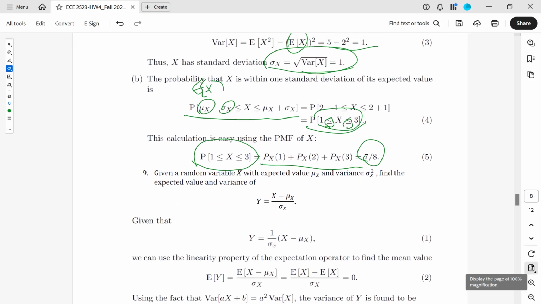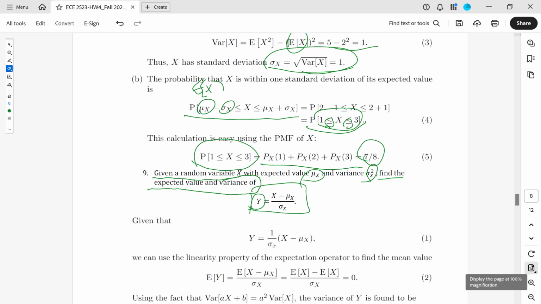Now let's play with those numbers. In problem 9, we have a random variable x that has an expected value mu of x and a variance of sigma squared, the standard deviation squared. Now, we want to find the expected value and variance of our secondary random variable y, where the relation between y and x is defined by this function: y is x minus mu of x over the standard deviation of x.